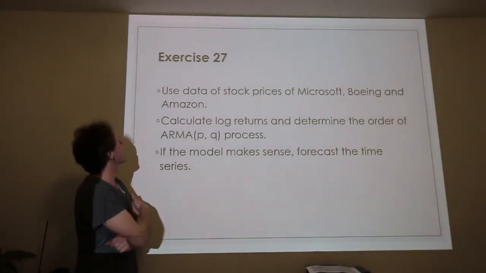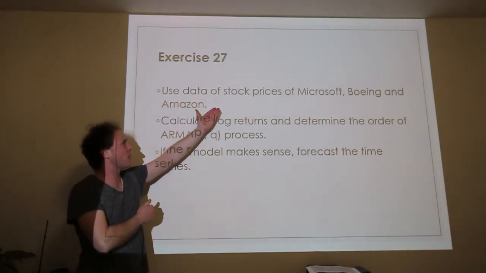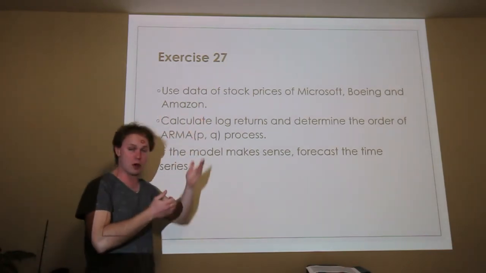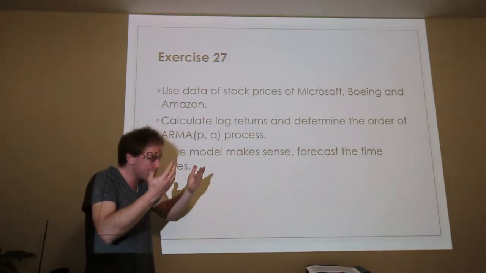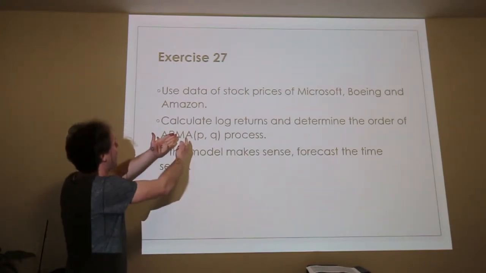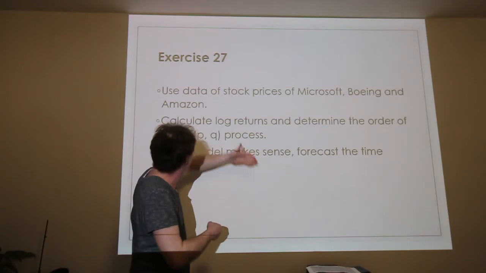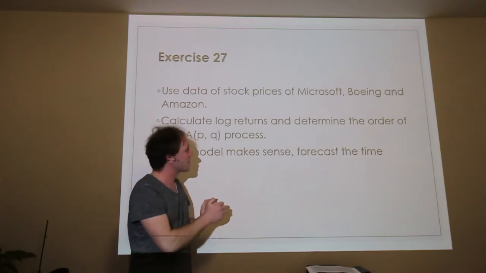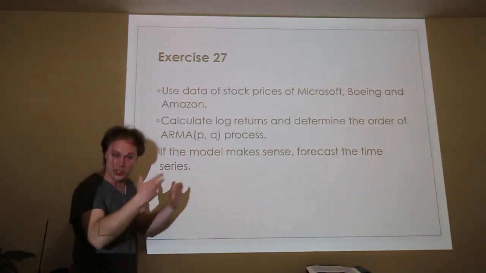We have here exercise 27. Use data of stock prices of Microsoft, Boeing and Amazon Corporation. We have these data downloaded from Yahoo Finance, and I provided these data to your school email addresses, and we'll calculate log returns. From the empirical data of stock prices, we'll calculate, for example in EViews software, log returns, and we'll determine the order of ARMA(p,q) processes.